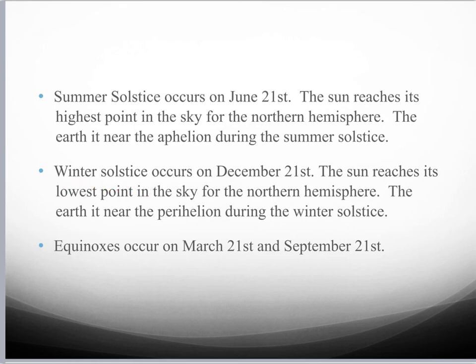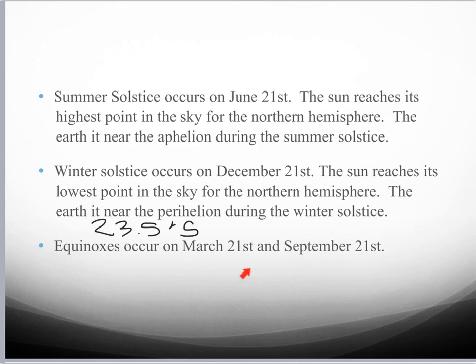The winter solstice occurs on December 21st. This is where the sun's going to reach the lowest point in the sky for the northern hemisphere, because the sun's going to be directly overhead at 23.5 degrees south latitude. And the Earth is at its perihelion in the winter solstice. So we're actually closer to the sun during our wintertime.